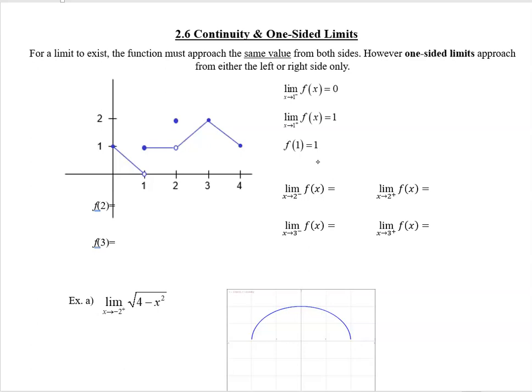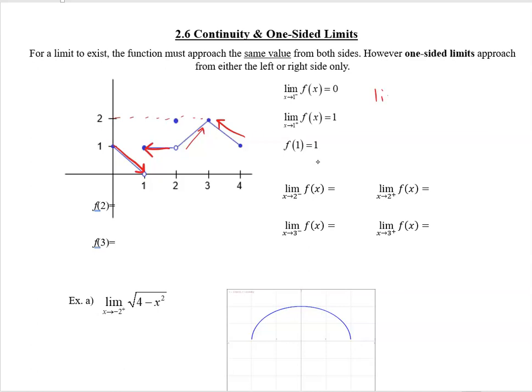So in this picture, for example, as we approach 3 coming from the left and from the right, we're approaching the same y value of 2. But a one-sided limit could only look at the function, the limit, from either the left or the right side. So for example, this notation here, the limit of f of x as x approaches 1 from the left only is 0 for this particular graph. But from the right, the limit as x approaches 1 from the right would be coming from this direction. That limit would be 1.